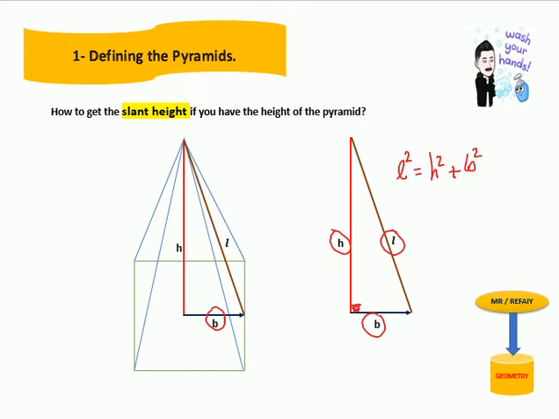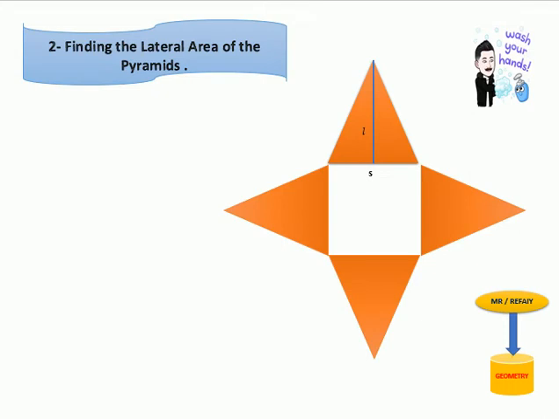Let's start with the second part of the lesson. Finding the lateral area of any pyramid. How to get the lateral area of any pyramid? We have to get the area of each triangle. For example, in this square pyramid, because the base is a square. So number one, we have to get the area of the first triangle. And do not forget that the area of a triangle is equal to half times the base times the height.